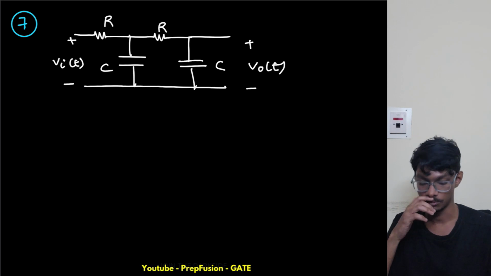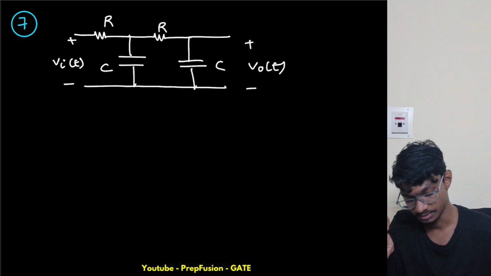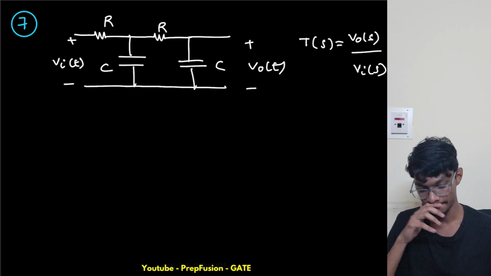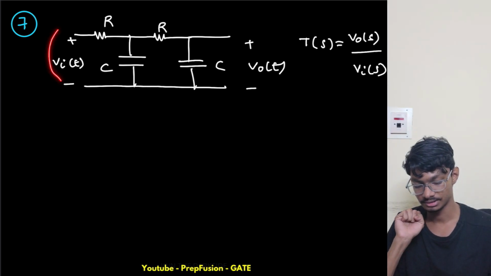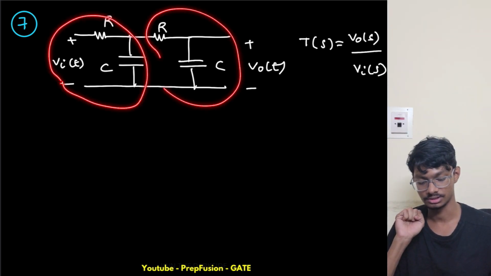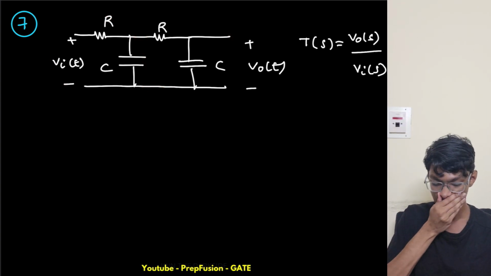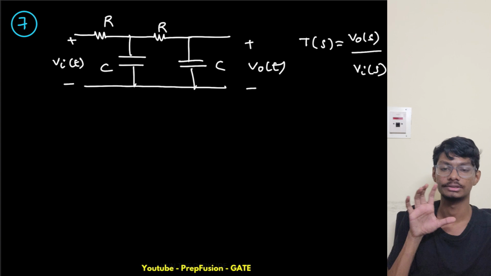So this is input, this is output. What you do is find the transfer function, obviously, V of S upon V of S. Okay, so what you might think is that this is RC and this is also RC, so this is a cascade of these two, right? Cascade of these two. If you're thinking like that, then you're wrong.